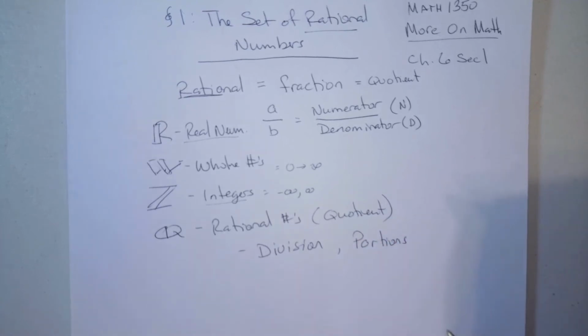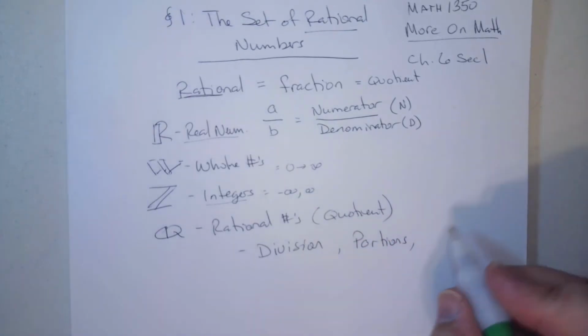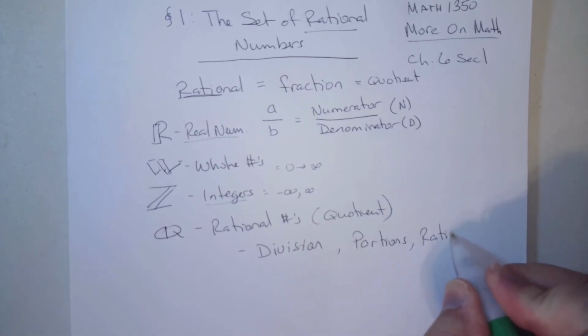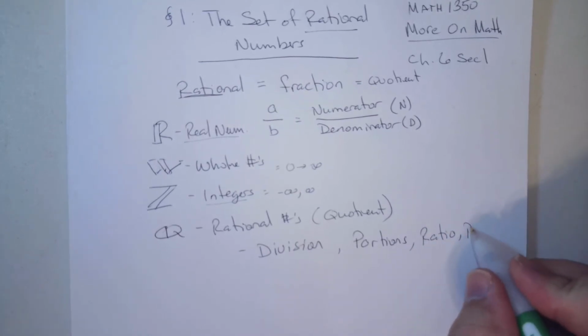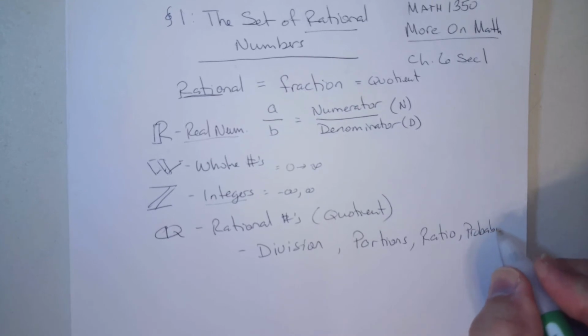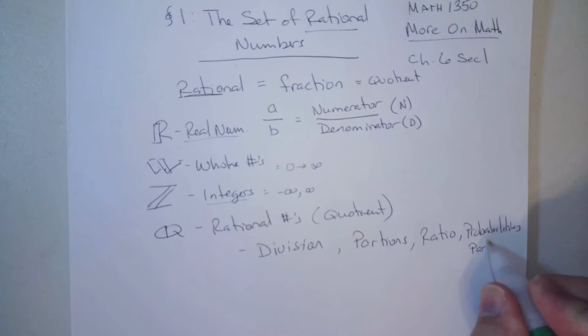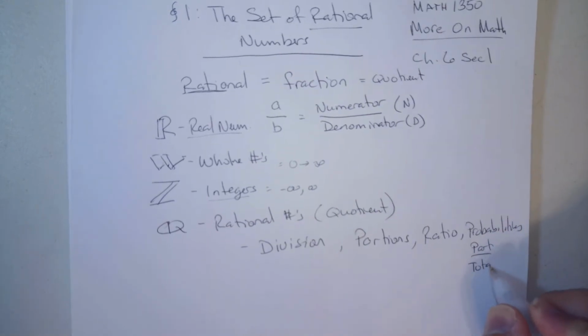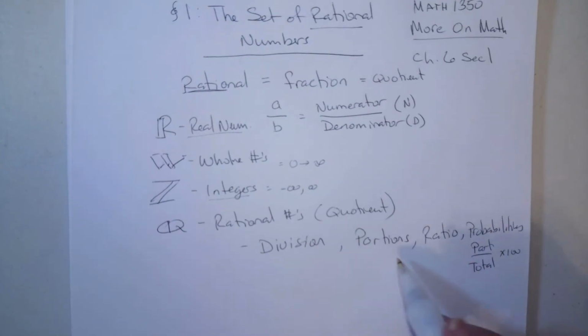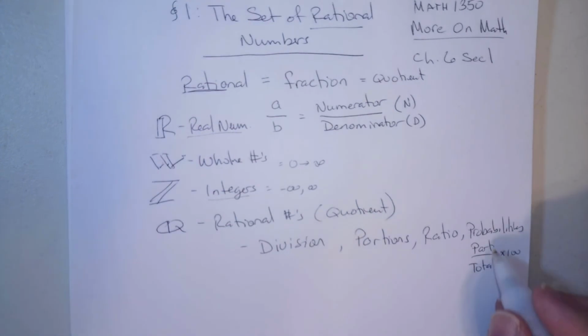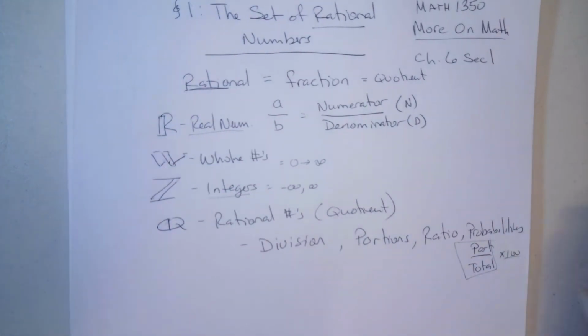Portions, we did parts again, cooking. Ratios, and probabilities. Probabilities, part over total times 100, which is also the same with a percent. So pretty much part over total. And if we want to know what the percentage is, we make it percent.